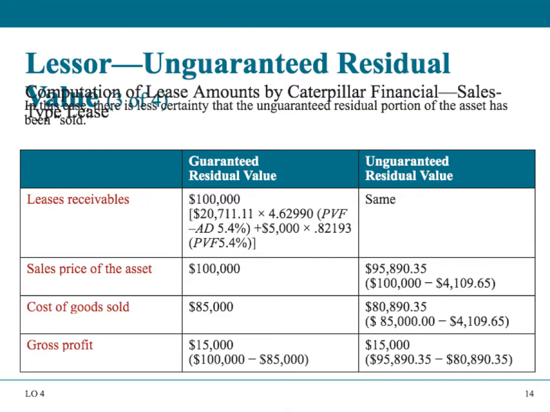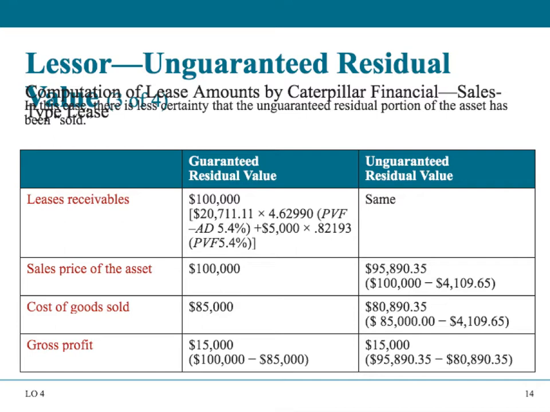So for the receivable part, $100,000 is the fair value of your equipment, and the lease receivable will be calculated as the present value of all lease payments plus the present value of the residual value, guaranteed or not guaranteed. Both calculations will be the same.